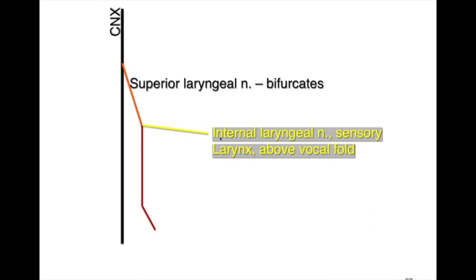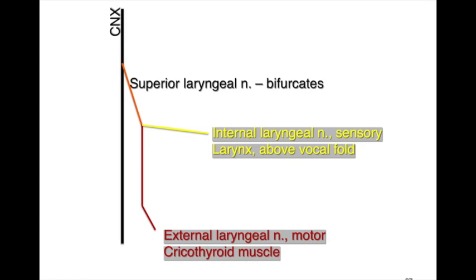So the branches are first, the easier one to find. The internal laryngeal is the one that goes through that little hole you saw in the thyrohyoid membrane. And that nerve is responsible for sensory, somatosensory perception in the larynx above the vocal cords. Your old friend, the recurrent laryngeal, does it below the vocal cords. The other branch, of course, if you got internal, the other one's going to be external.